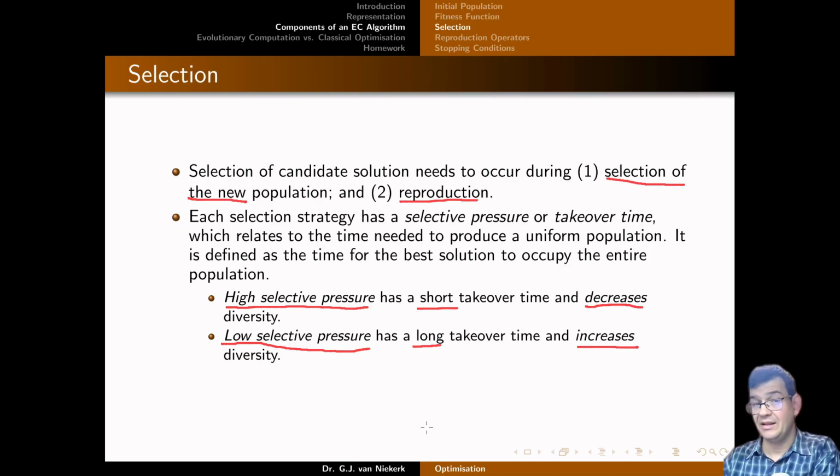And now you might ask, which of the two do we want? And that's a good question. The answer to that is it depends. So you want a very good balance between the two. You don't want too high selective pressure, because then you're going to get stuck in local optima. But you don't want low selective pressure, because then you're not going to make progress.